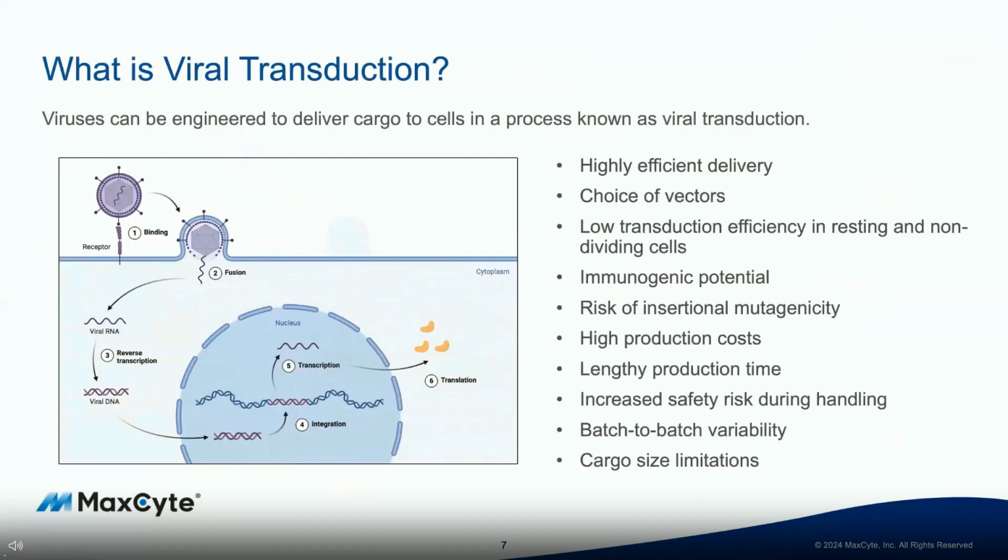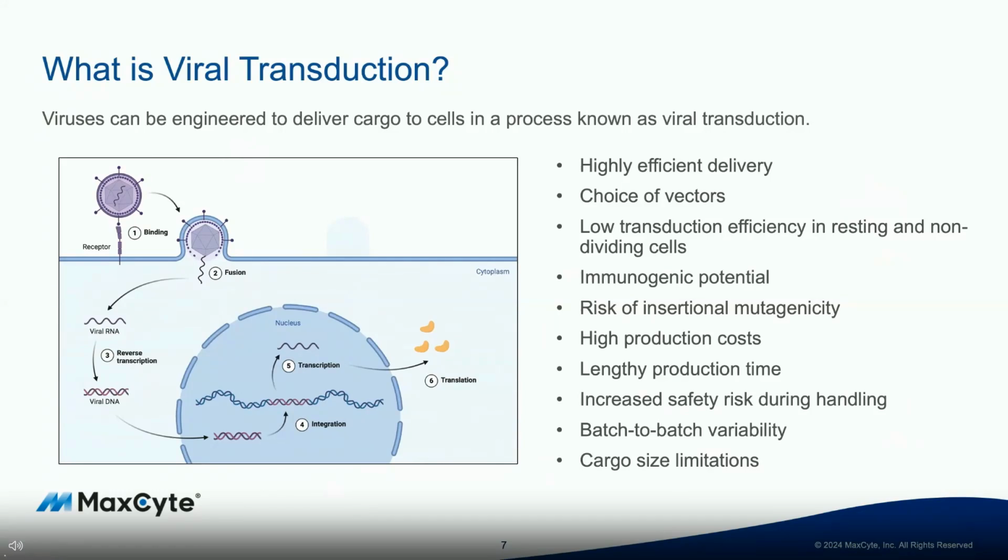So what is viral transduction? Viruses can be engineered to deliver cargo into cells in a process known as viral transduction. It can be a highly efficient delivery method, and there are different choices of vectors, including AAV, adenovirus, or retroviruses. Here, this image shows an example of retrovirus transduction, where a viral particle will bind to a cell surface through receptor interaction, and then it is either fused or endocytosed in the cell.